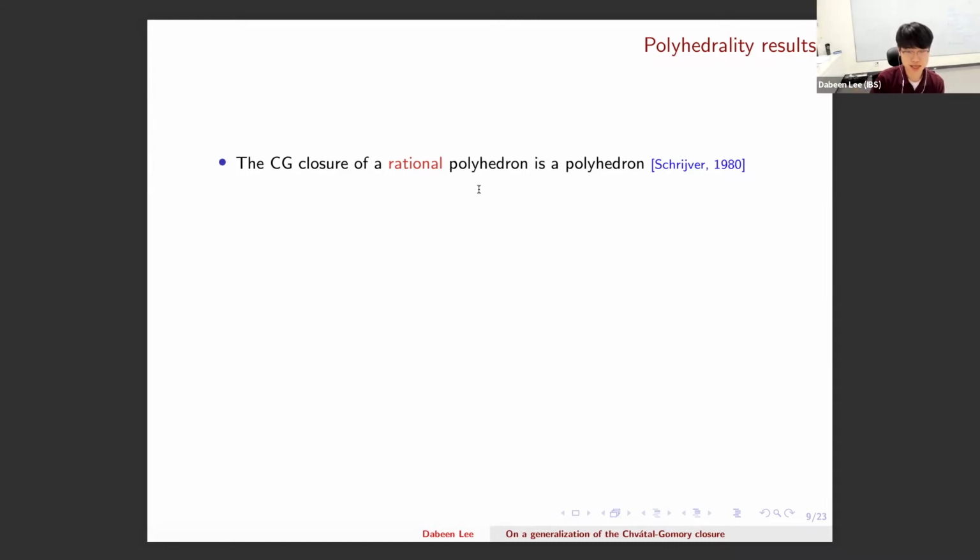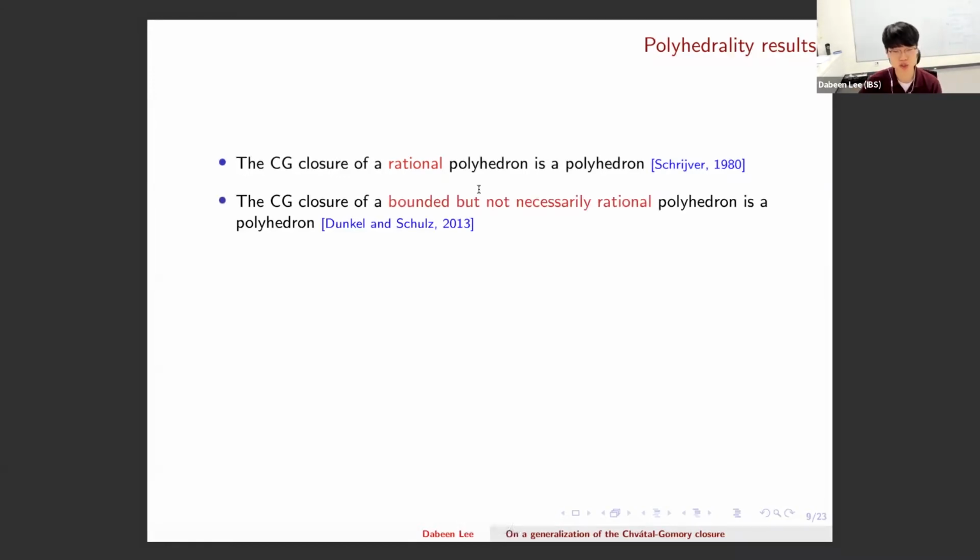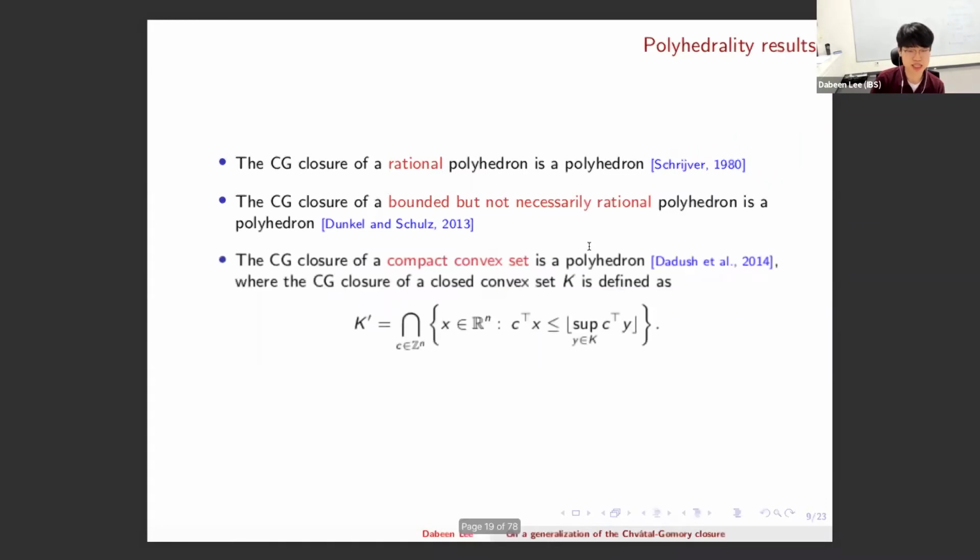And it was a long-standing open question whether the same thing holds for irrational polyhedra. That's basically a bounded polyhedron whose data contains some irrational number. Actually, it turns out to be a polyhedron as well, and it was proved by Dunkel and Schultz. And around the same time, the same thing was shown to hold for any closed convex set that's bounded.